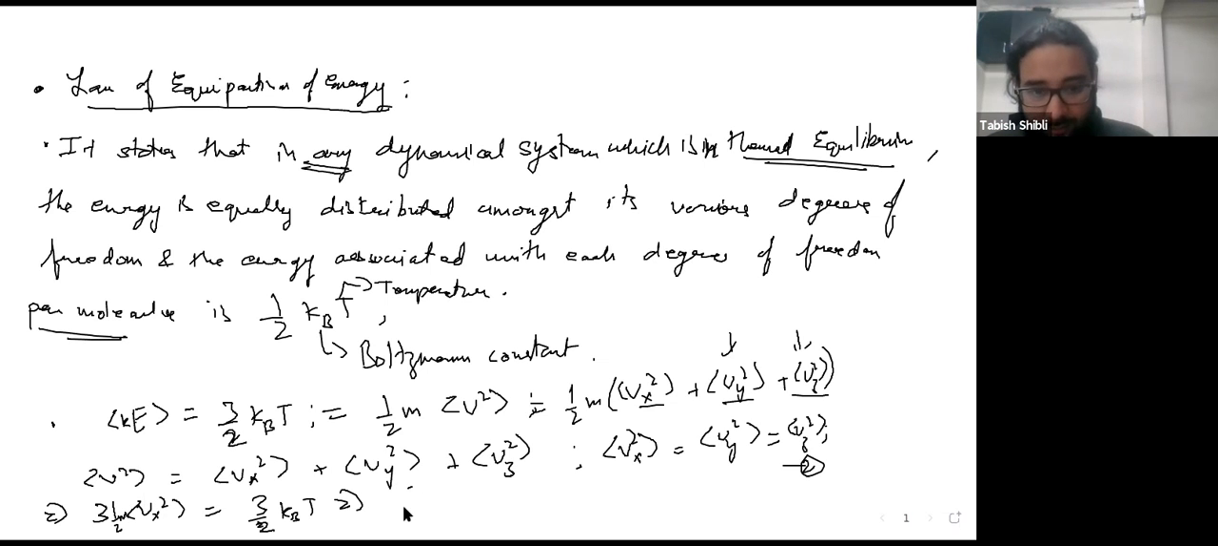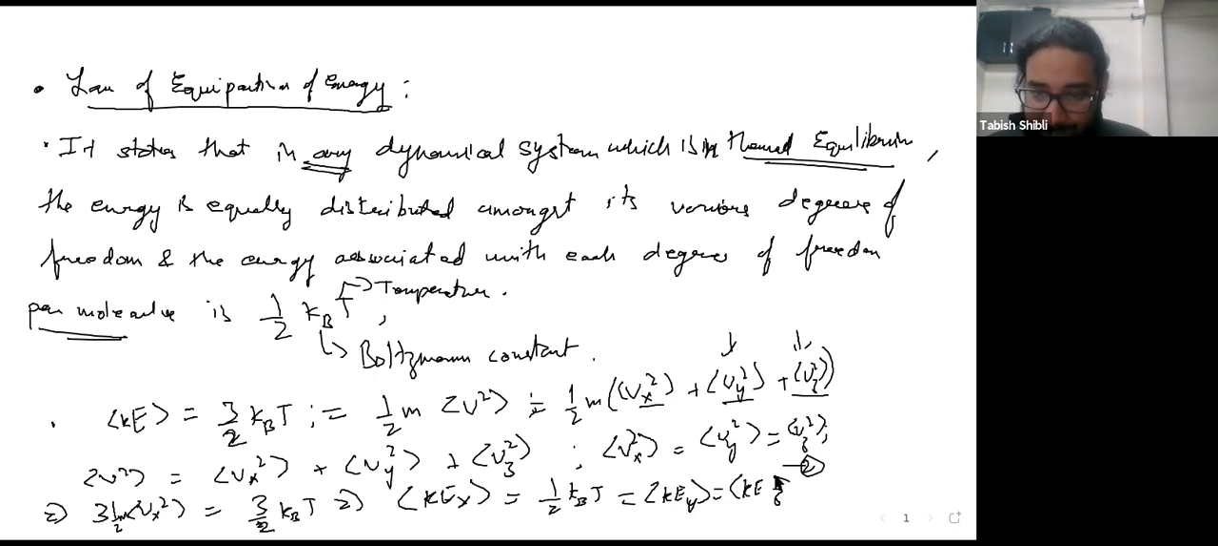And what is that equal to? So kinetic energy in the x direction is just equal to half kBT, and hence proved, because this has to be equal to the average of kinetic energy in the y direction, which has to be equal to the average of kinetic energy in the z direction. So this is the proof for the kinetic energy part. For the vibration part, it's slightly more tricky, and it's not in your syllabus, so we don't really have to go about doing that.